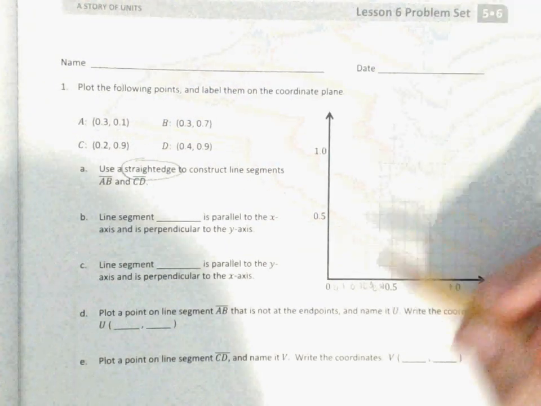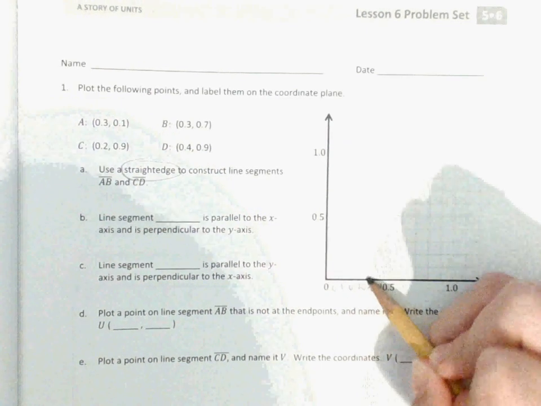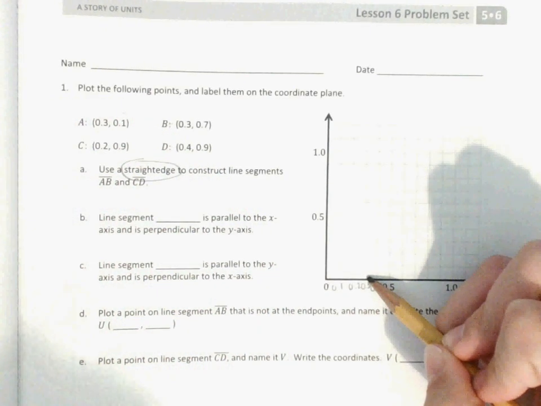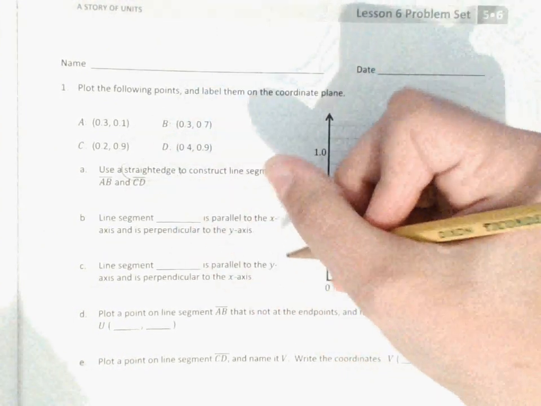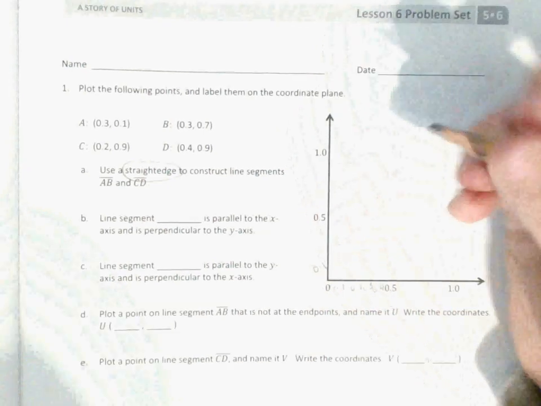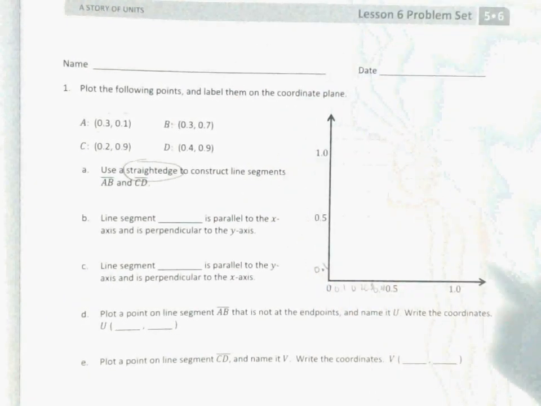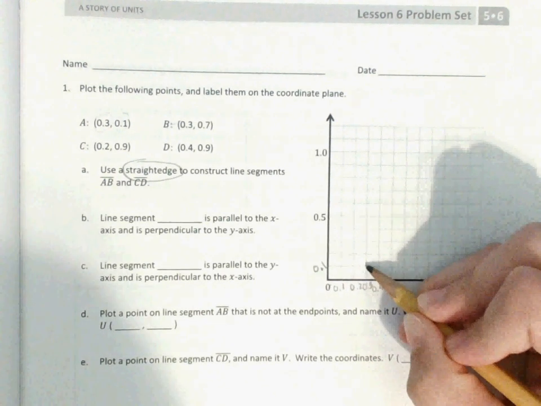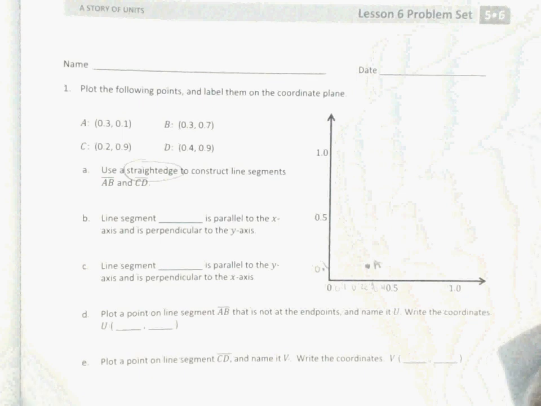Alright, for A, I'm going to go over 0.3, so 1, 2 to that third mark, and then up to 0.1. So 1.0 is different than 0.1. 0.1 is that first section here. It's 1/10, so that first mark. So over 0.3, up 0.1, mark that, and that will be our A.